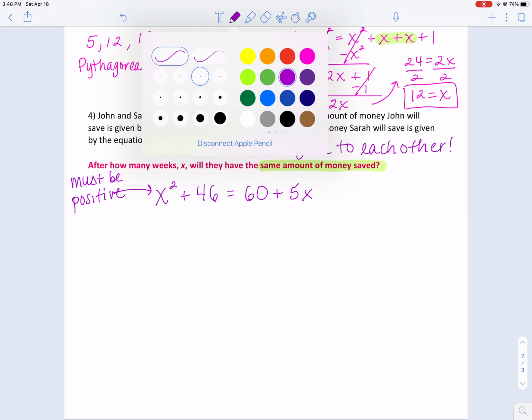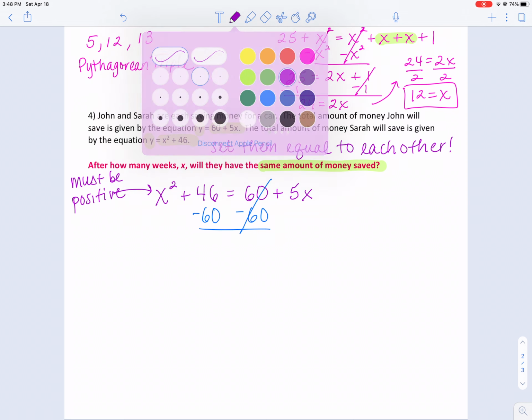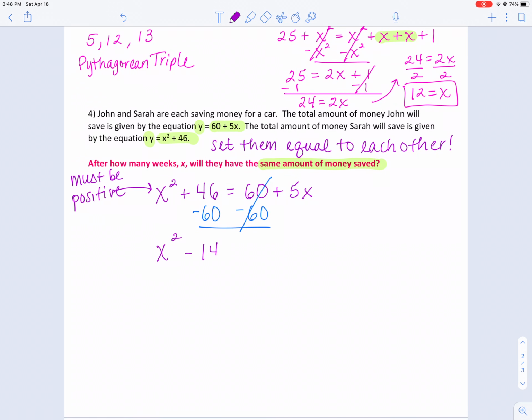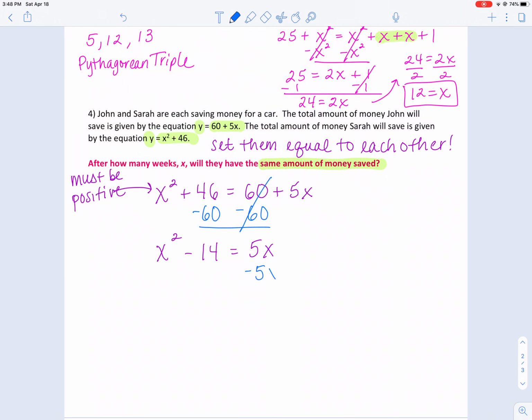In other words, I am now going to subtract 60 from both sides. Okay, x squared is positive on the left-hand side. I'm keeping it there. So now I would have x squared. When I take 46 and subtract 60, I have minus 14, and that equals 5x. Now again, I don't want it to equal 5x. I want it to equal 0. So I'm moving the 5x. Look where I move it.